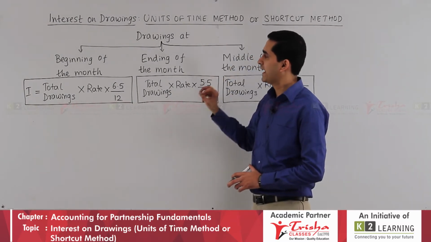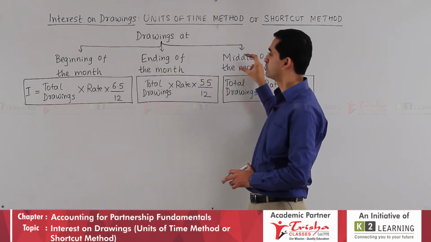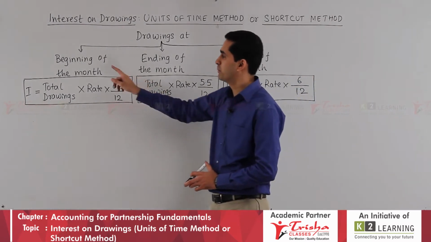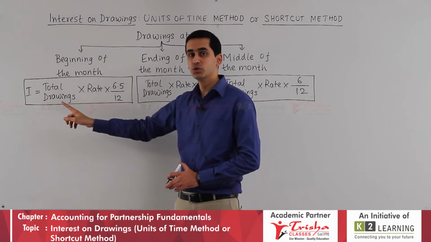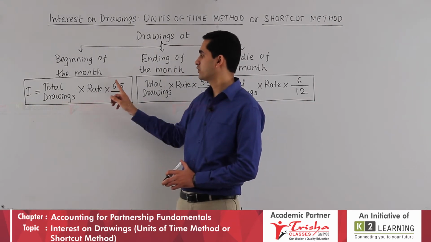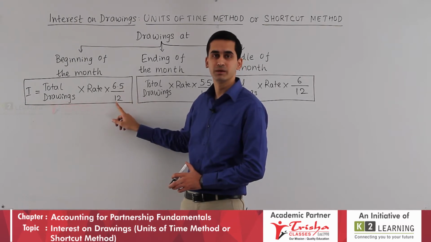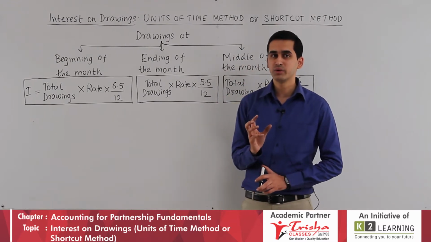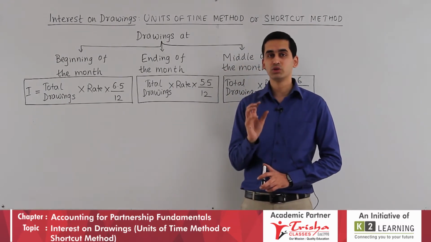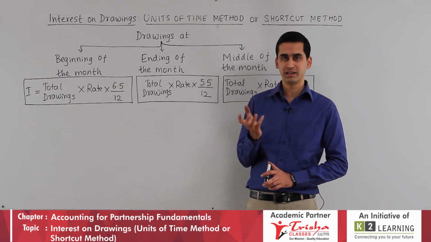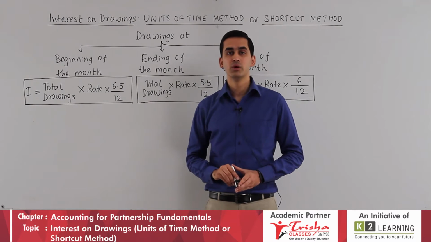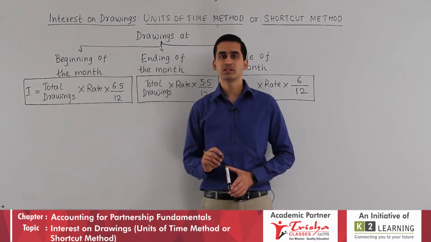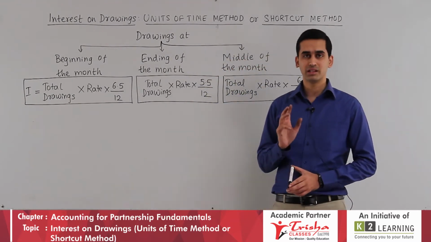Now, drawings at the beginning of the month, ending of the month and middle of the month. If drawing happens on the first day of the month, then interest will be equal to total drawings into rate of interest into 6.5 divided by 12. Now, what is this total drawings? When we say total drawings, we should not take drawings of 1 month, we should do the total of drawings for the full year. If for example, in the question they say 1000 rupees at the beginning of every month, then total drawings will be 1000 into 12 months, that is 12,000 rupees.